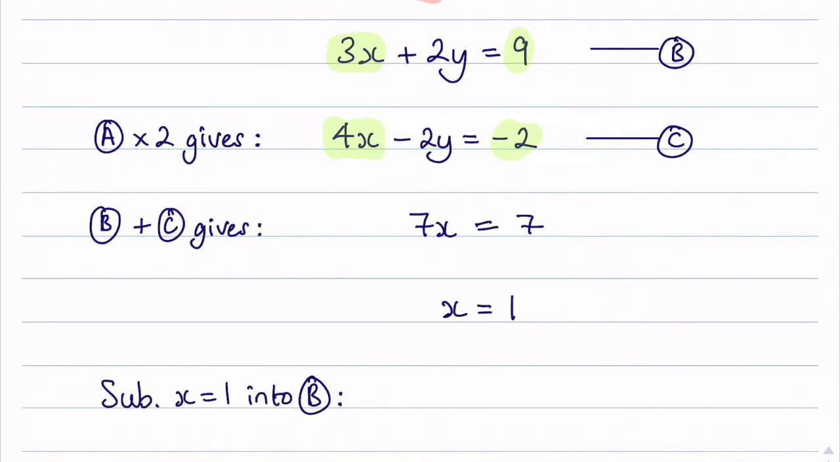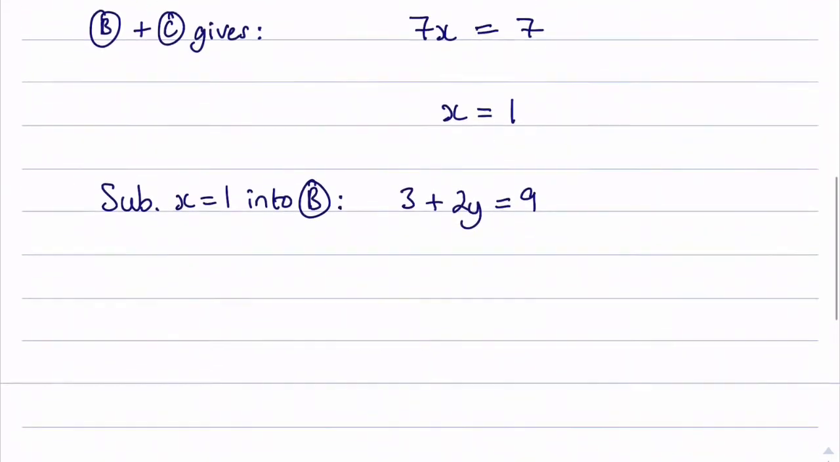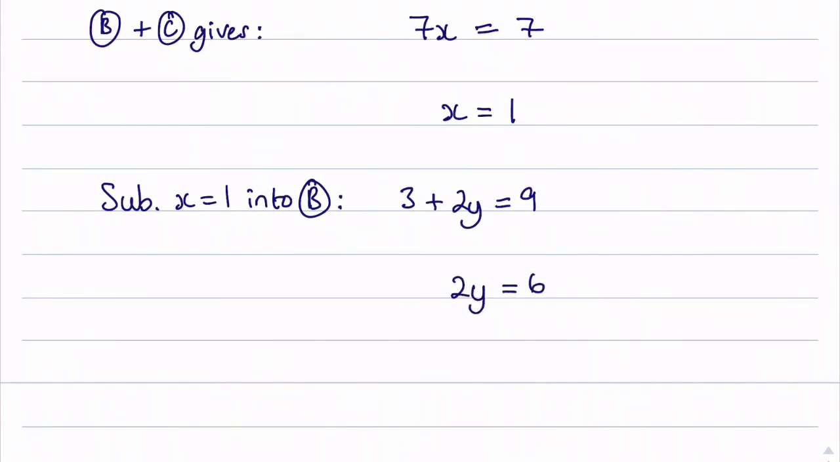And when I do that, I've got 3 times the 1, so that's going to be 3, plus the 2y is equal to 9. So therefore 2y is going to be equal to 6, and therefore y is equal to 3. So the solution to the equations is when x is equal to 1 and y is equal to 3.